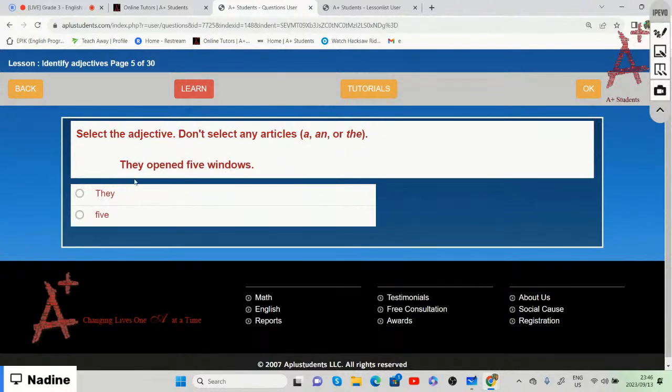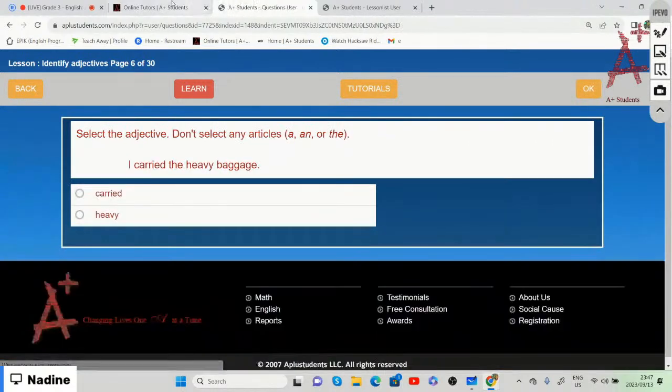The last one is they opened 5 windows. Is it they as the adjective or 5 as the adjective? Does it tell us what kind of windows or how many windows? All right, so in this case, we will say 5 windows, and 5 will tell us how many windows they opened.